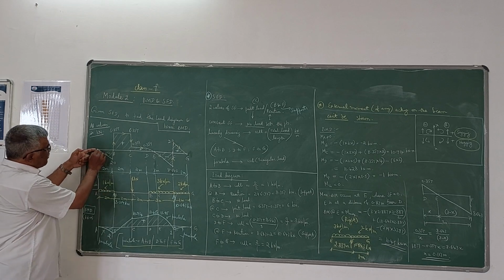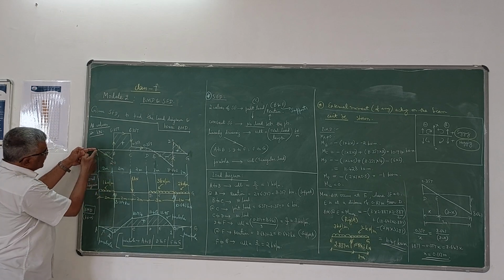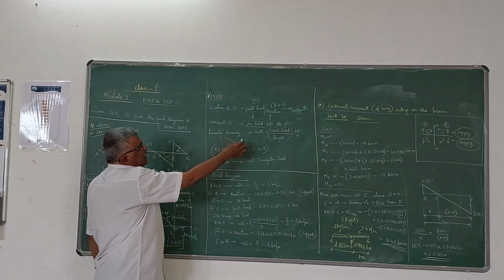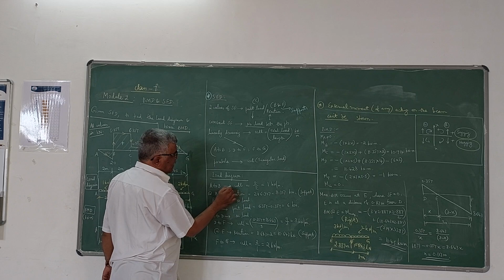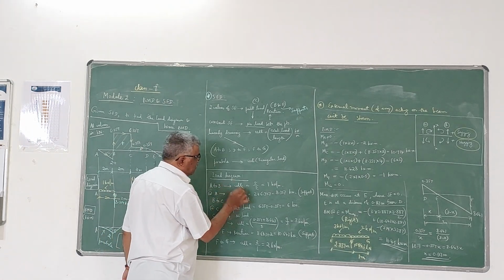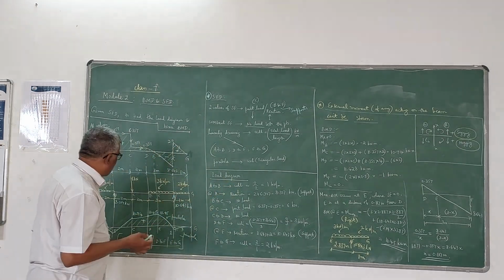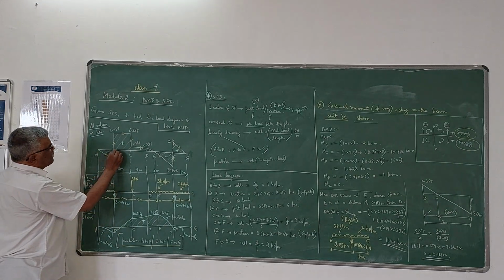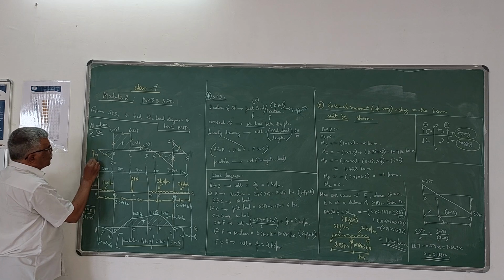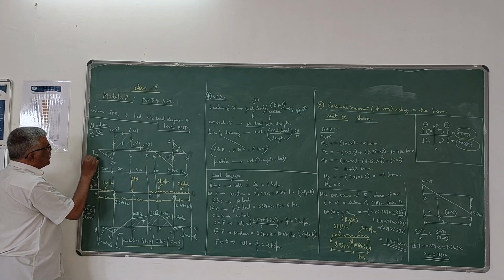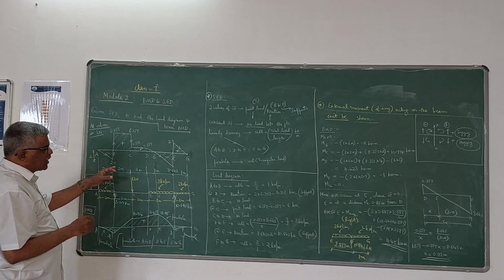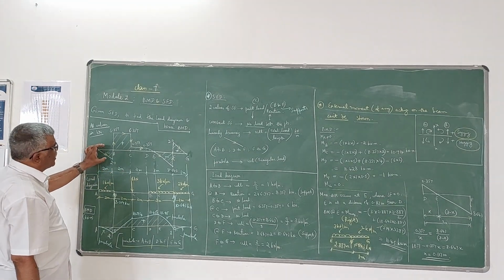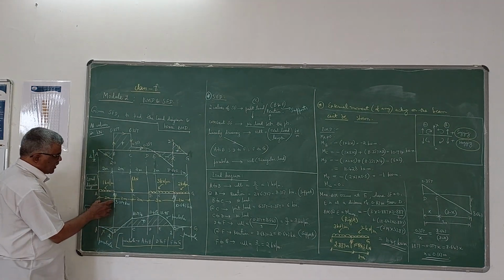Now from A to B the SFD is linearly decreasing. Linearly decreasing means it is UDL. So definitely there will be a UDL from A to B. And what is the intensity of that UDL? Intensity is given by the total difference here. You can see that the total is 2. It is varying from 0 to minus 2. That means the total UDL acting from A to B is 2 and the span is 2 meters.